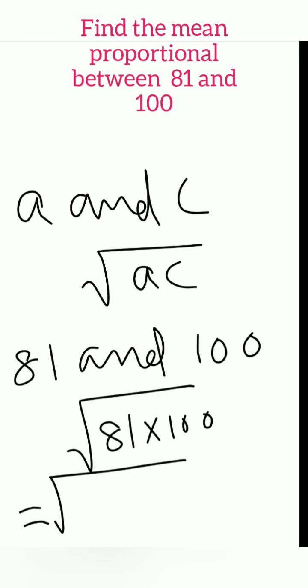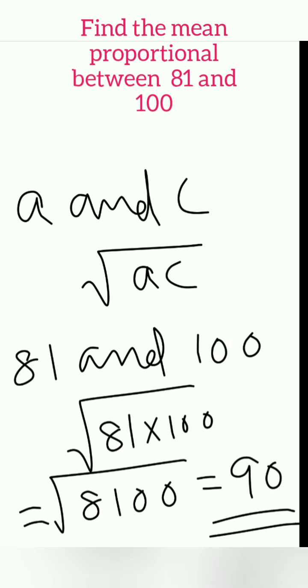So here we need to find out the mean proportional between 81 and 100. And the mean proportional between 81 and 100 is square root of 81 into 100. And 81 into 100 is 8100. And square root of this number is 90, because 90 into 90 is 8100. So the mean proportional between 81 and 100 is 90. Let us do one more problem. Find the third proportional to 6 and 9. So here we have given two numbers and we need to find out one more number, and that is proportional to the numbers 6 and 9.